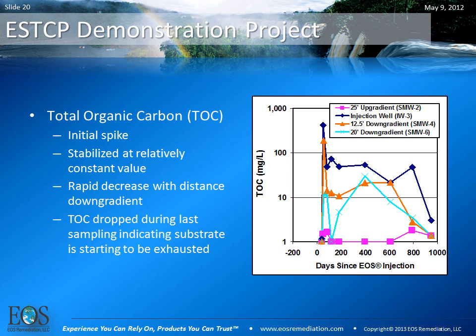What I wanted to relate that graph to is your total organic carbon. This goes back to when you re-inject. After the initial spike, you get a really high TOC concentration, upwards in the thousands or close to 1,000. Then over time, if you follow that blue line, you can see it steadying out to a steady state TOC concentration. After about 800 days, in this case, we started to see a drop. It's really at that point where you might want to consider reinjection, because your substrate may be exhausted.